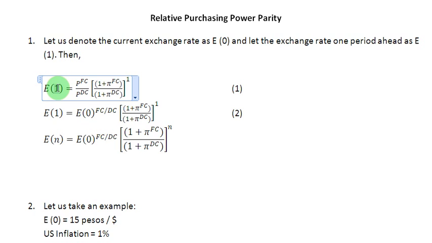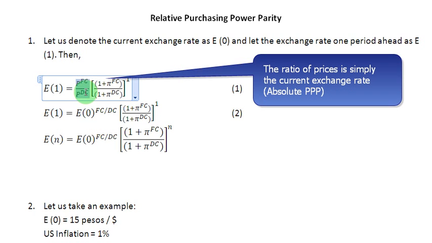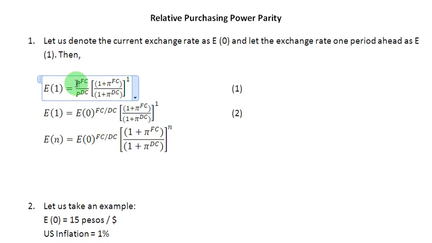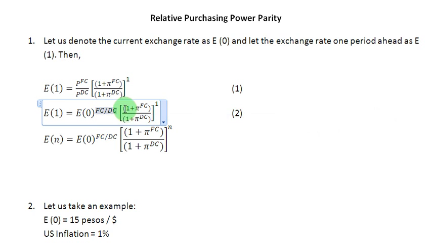Also, you are going to recall from absolute purchasing power parity that the ratio of price levels between the countries is simply equal to the current exchange rate, and that is what we have written here in the second equation. Instead of writing this ratio of prices between countries, we have simply written here the current exchange rate E0, in the format of units of foreign currency per unit of domestic currency, and the second term here has remained unchanged.